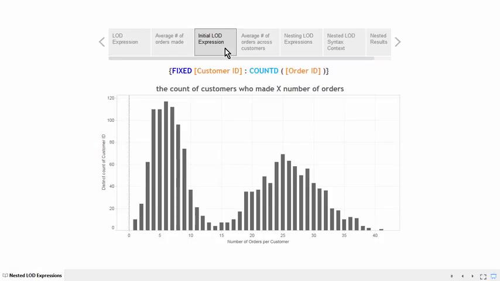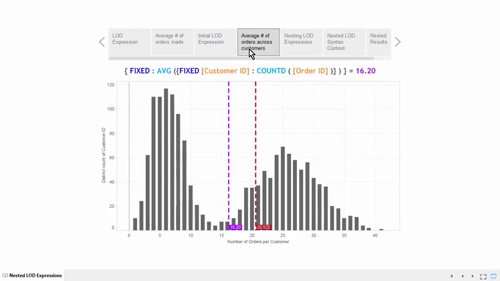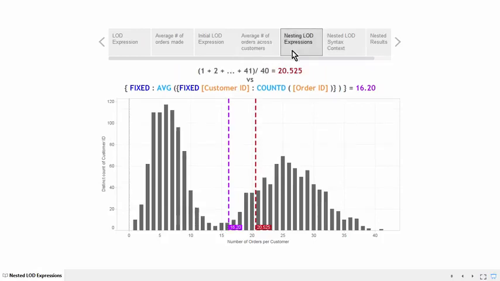The initial LOD expression gives us the number of orders made per customer. We can take the average of that, then take a second fixed LOD expression at the scope of the table, that is, across all customers. Note that this average is smaller, as the volume of customers who made fewer orders, this peak here, is now taken into account. Let's leave this example and break down the idea of context for a nested LOD expression.